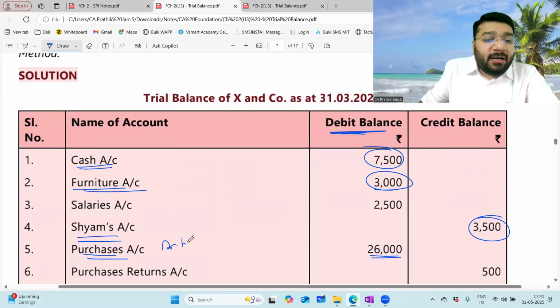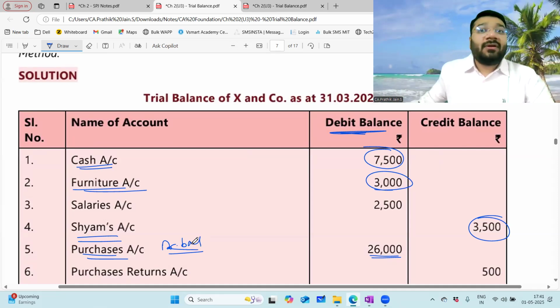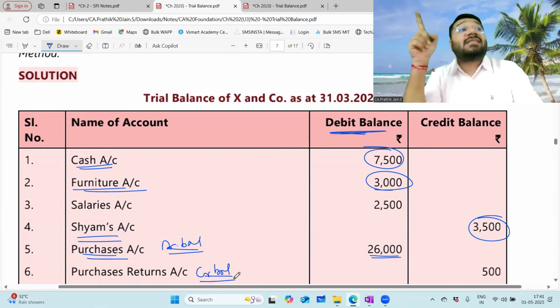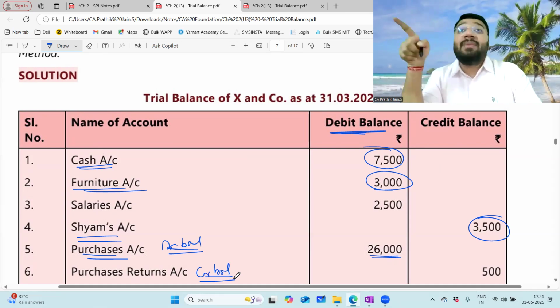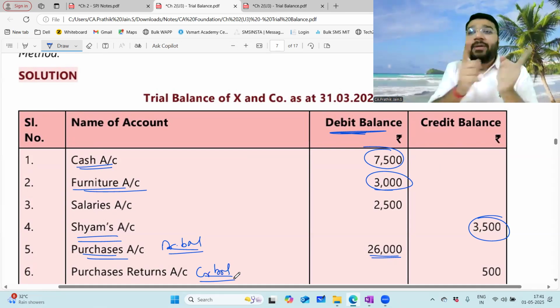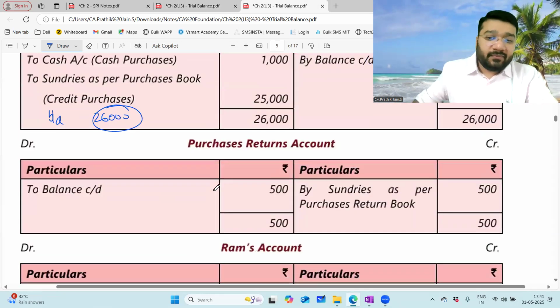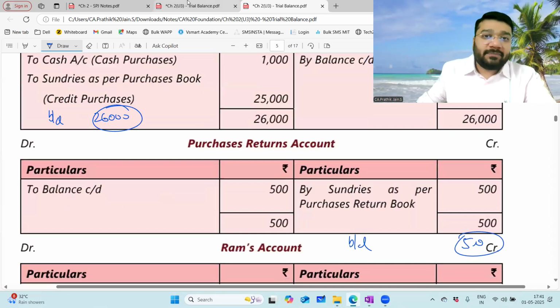If purchase is a debit balance, purchase return will always be the opposite of that. Purchase return is going to be a credit balance by default. If sale is a credit balance, sales return will be the opposite, a debit balance. If capital is a credit balance, drawings will be a debit balance. They are all jodi, opposite to each other. Drawings is coming on the credit side, so this becomes a credit balance.